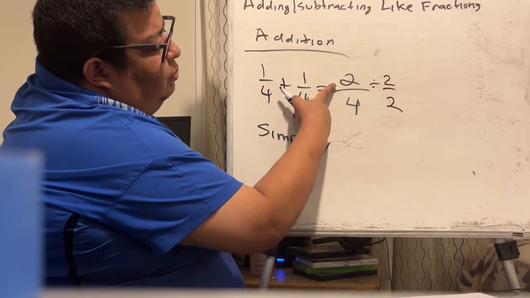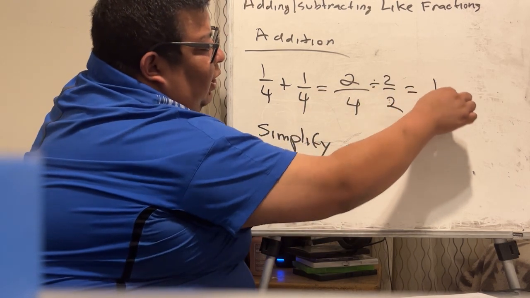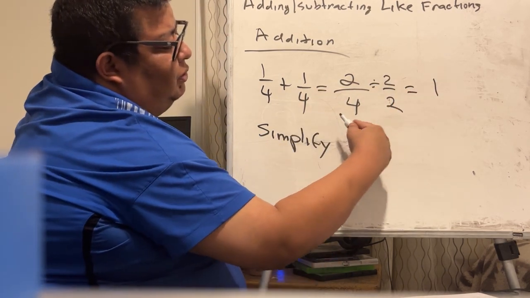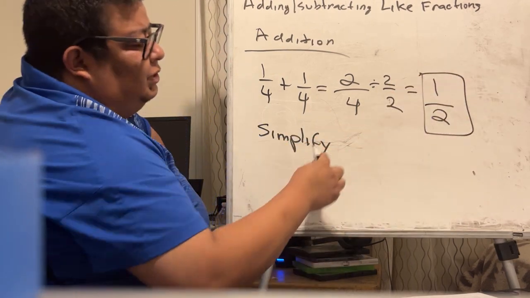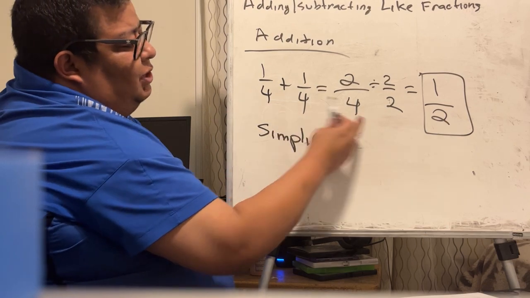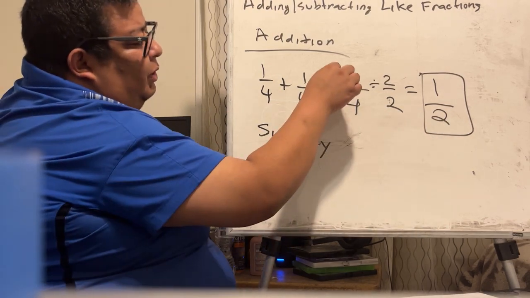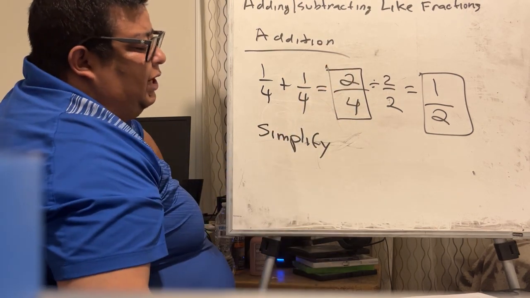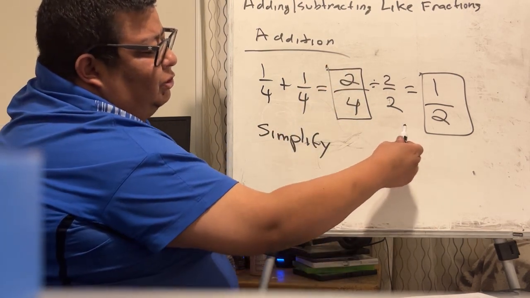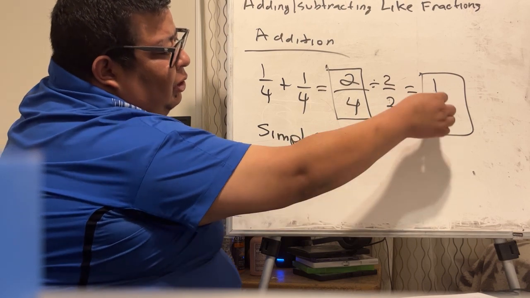So if I divide 2 by 2, I get 1. And if I divide 4 by 2, I get 2. So the answer is 1/2. So the simplified answer to this problem is 1/2. But the initial answer that we got is 2/4. Like I said, most likely they will ask you to simplify your answer, so you're going to have to present 1/2.